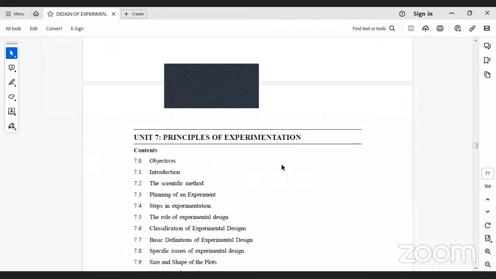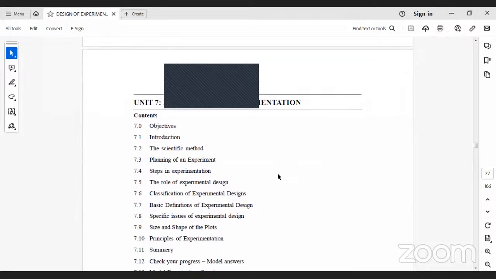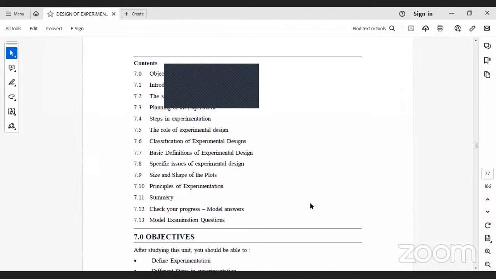So, very good morning. Today we will discuss principles of experimentation. We discuss planning of an experiment, steps in experimentation, the role of experimental design, classification of experimental design, basic definition of experimental design, specific issues of experimental design, size and shape of plots, principles of experimentation.